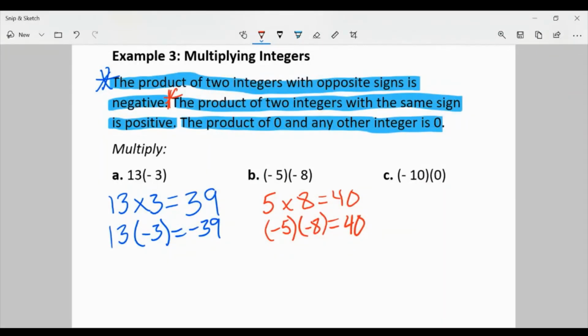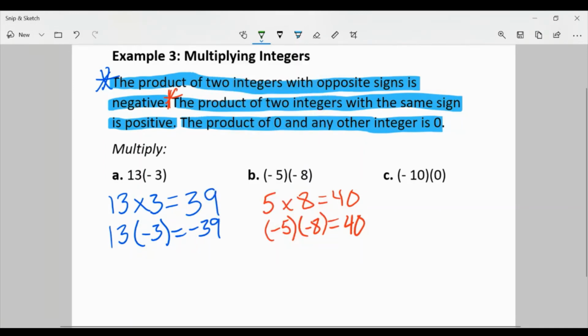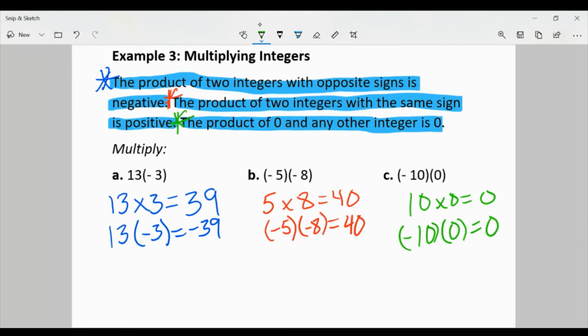For part C, I have negative 10 times 0. Well, the product of 0 and any other integer is always 0, right? So even though it was a negative 10, 10 times 0 gives me 0. So it doesn't matter that it's a negative 10 times 0. It's going to be 0, right?